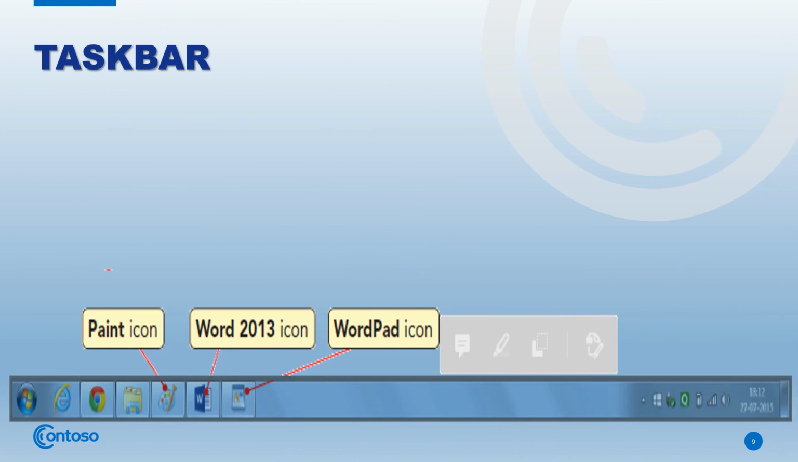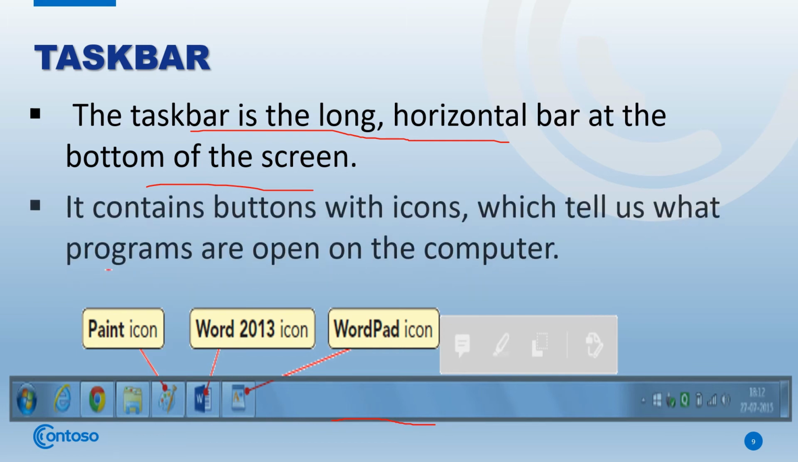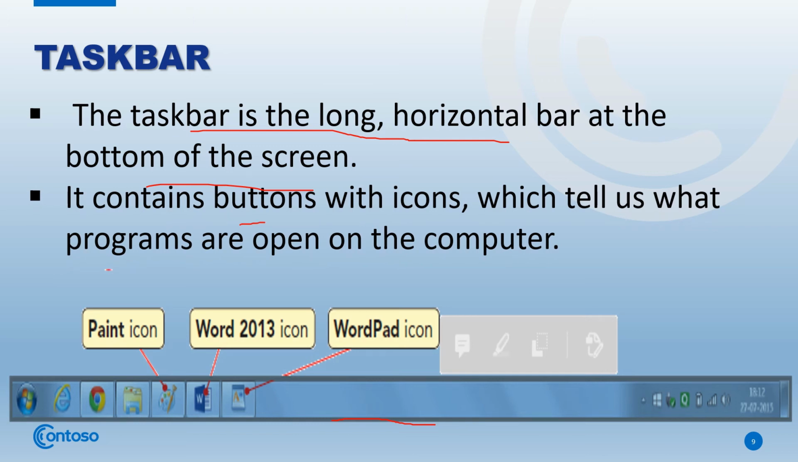Next, we'll see about the taskbar. What is a taskbar? The taskbar is the long horizontal bar at the bottom of the screen. Once the desktop screen appears, you can see below a horizontal bar like this. Can you see? Yes. So this is the taskbar. What is the use of this taskbar? It contains buttons with icons which tell us what programs are open on the computer.